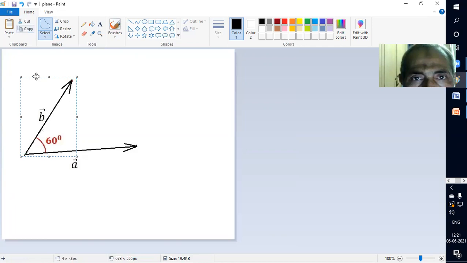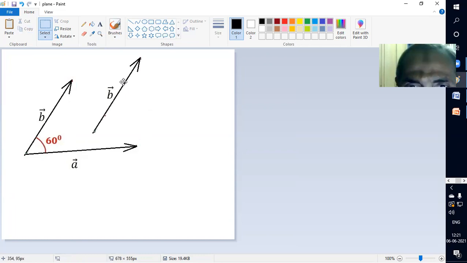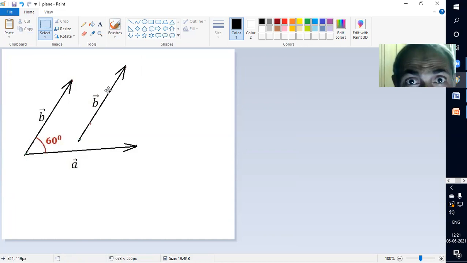I'll take, see, this is vector B. Now, you are noticing here that vector B and its copy, both of them are vector B, and there is no discrepancy between them. Both of them are parallel. They are pointing in the same direction, and they have equal length. Therefore, there is no difference between them.